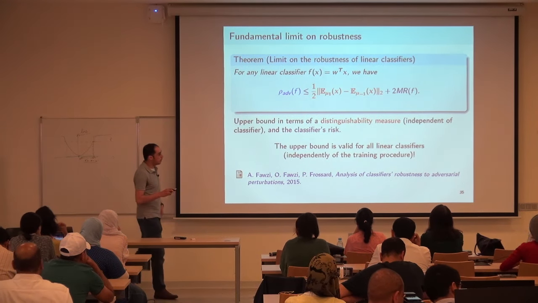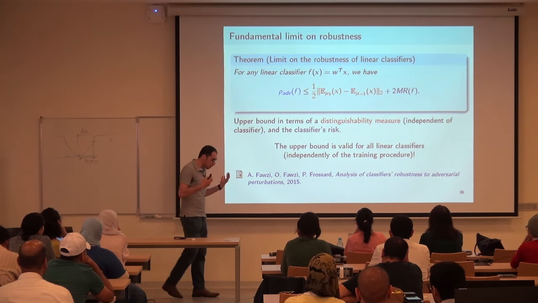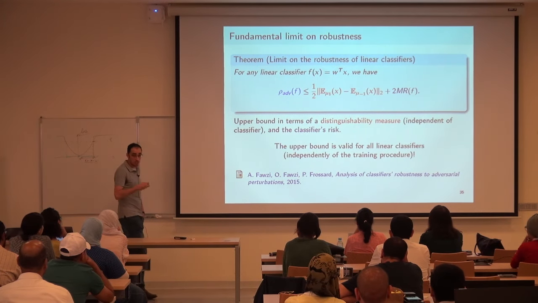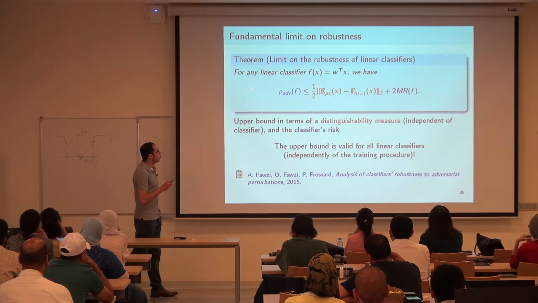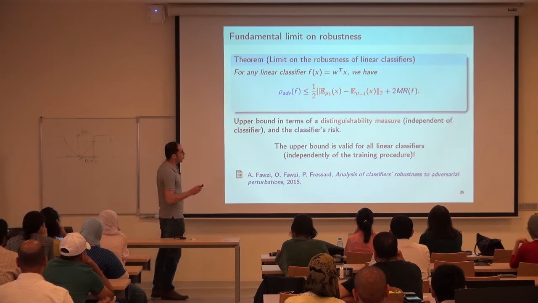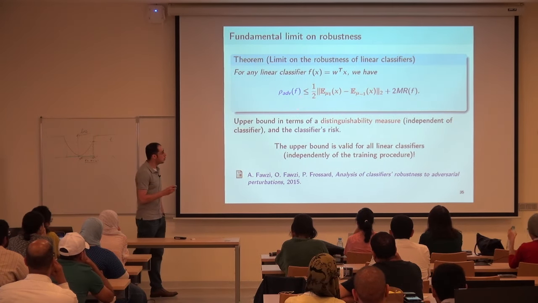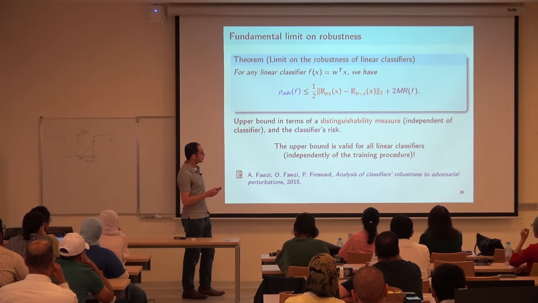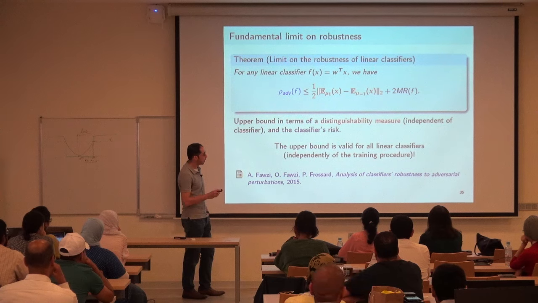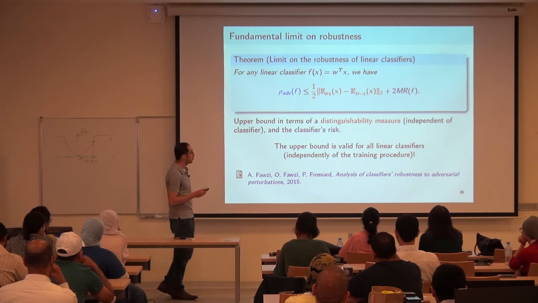So you can actually formalize this and generalize this, obviously, and show this kind of bound. This bound basically says that the robustness to adversarial perturbation of any linear classifier is upper bounded by this thing. You have two components here. The first component is what we call the distinguishability between the two classes, and the second component is the risk, or the number of errors that you actually make.